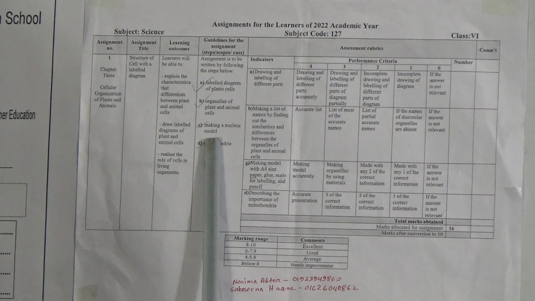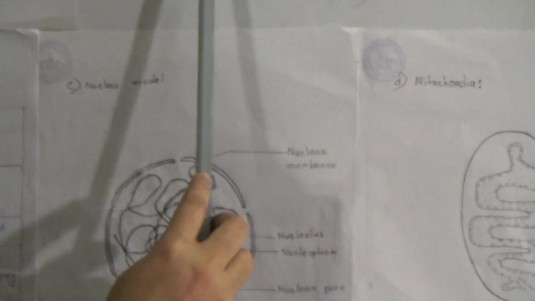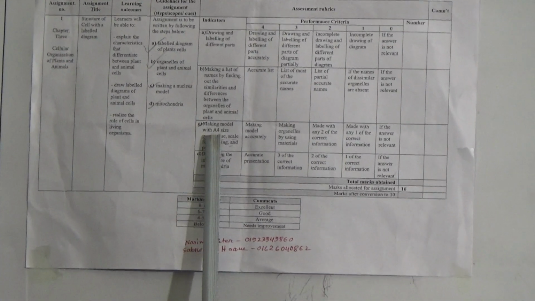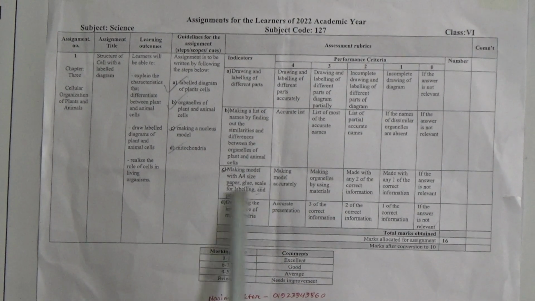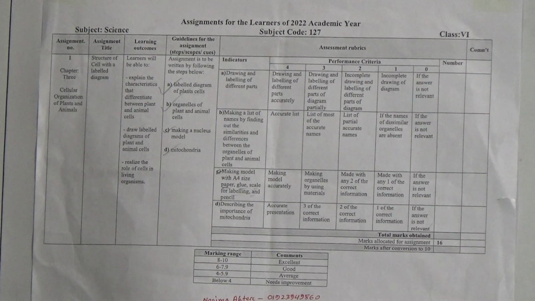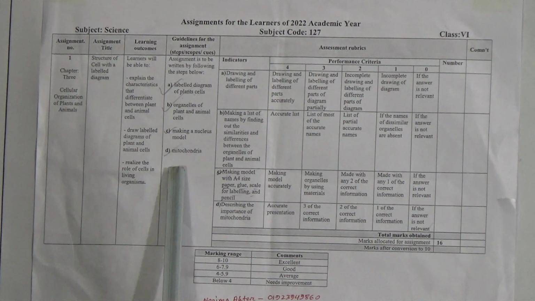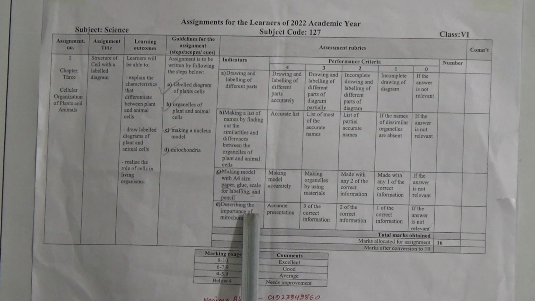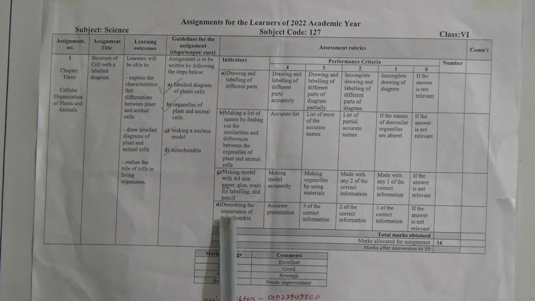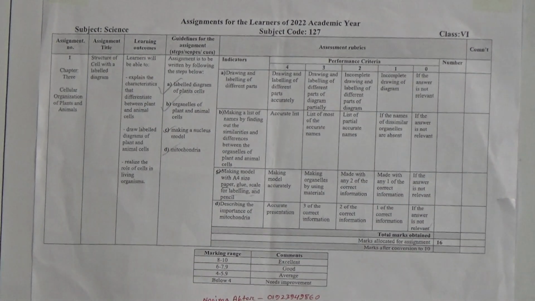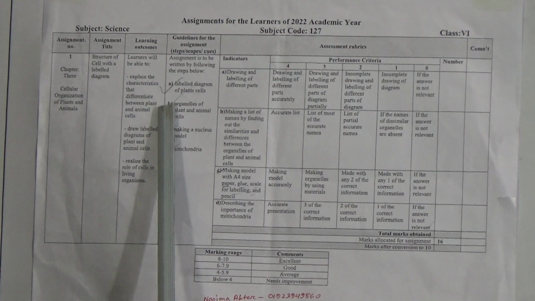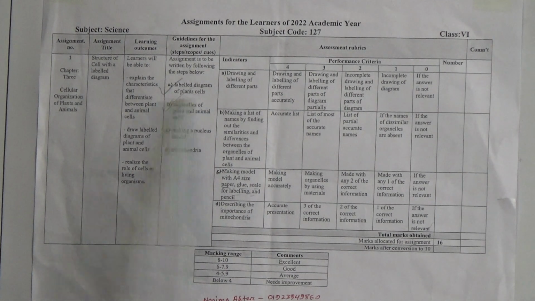C number, making a nucleus model. So we have to make a model of nucleus. For making this model, you need A4 size paper, glue, scale for leveling, and pencil. And D number, mitochondria. For D number, you have to describe the importance of mitochondria also. So let's see. At first we will see the level diagram of plant cell.